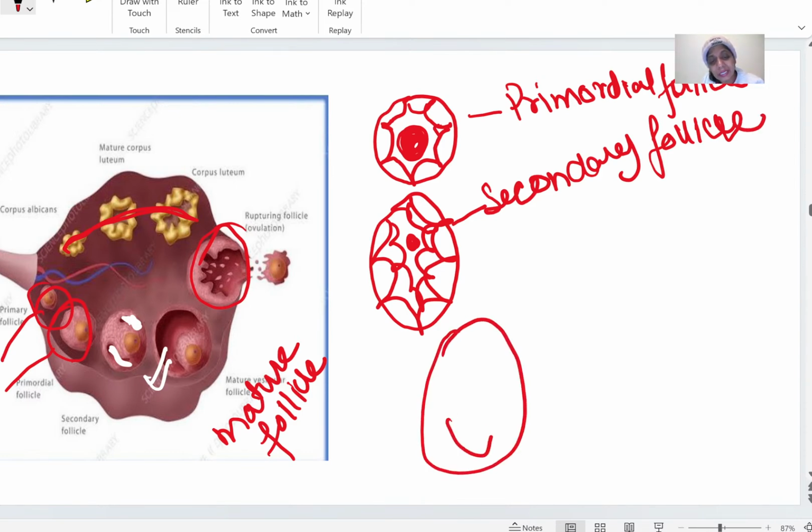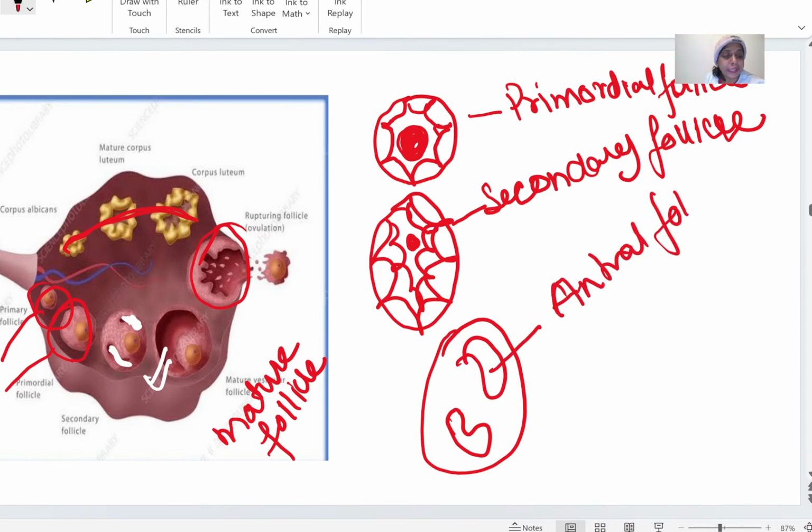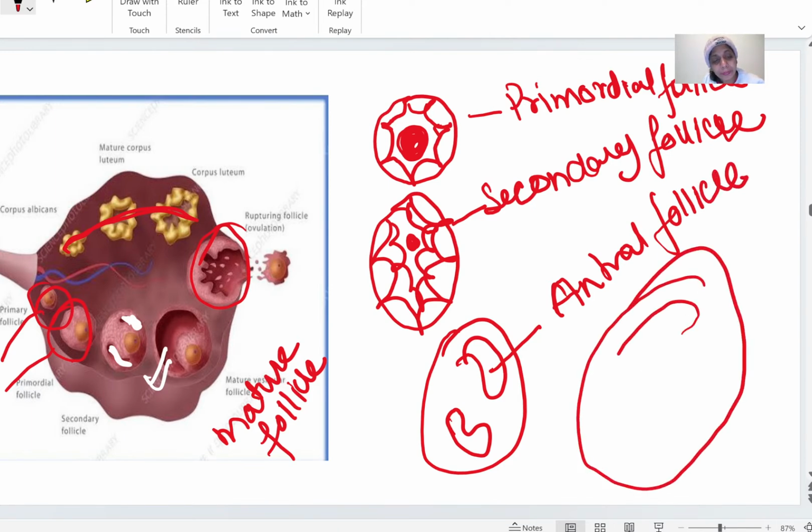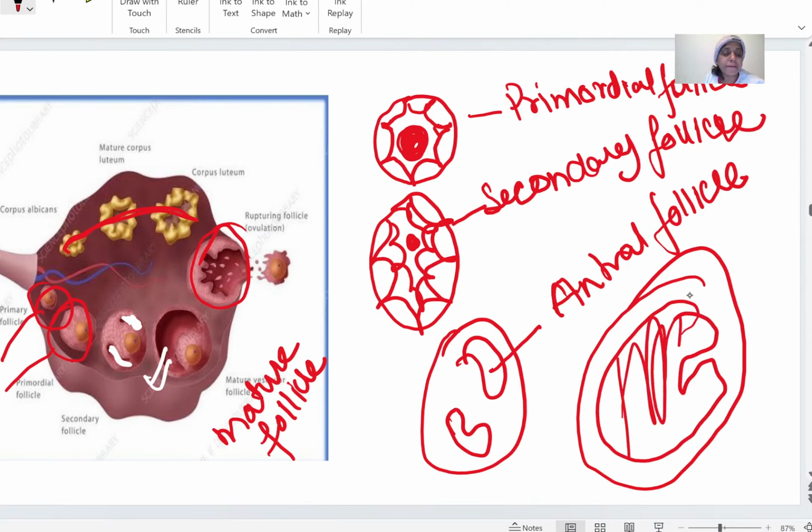जब एक कैविटी आ जाती है, वाटर फिल्ड कैविटी आ जाती है, तब इसी फॉलिकल को एंट्रल फॉलिकल कहते हैं. ठीक है. जब एक बड़ा सा एंट्रम बन जाता है, बहुत ही बड़ा सा, पूरा ऐसे भर जाता है, उसको मैच्योर फॉलिकल बोलते हैं. ठीक है. और येलो कलर की सारी बॉडीज जो है वो कॉपर्स ल्यूटियम होती हैं.